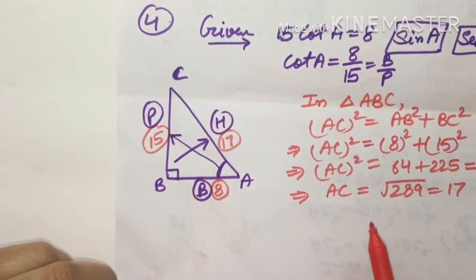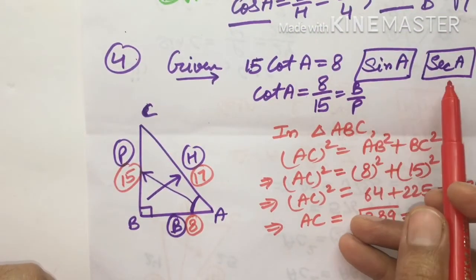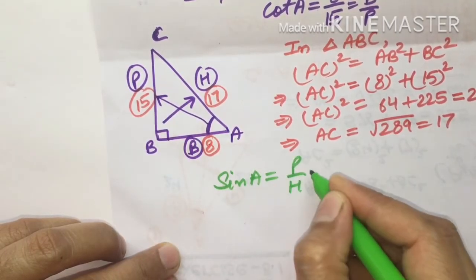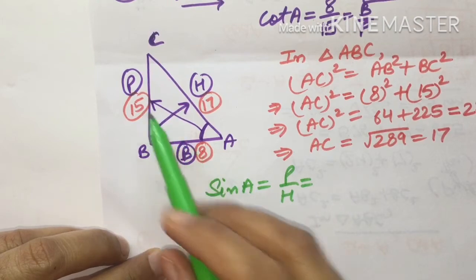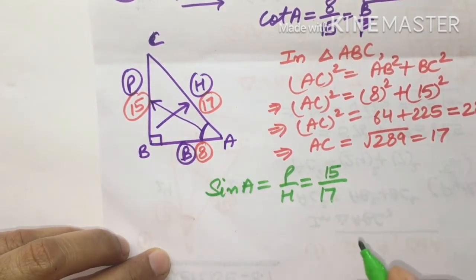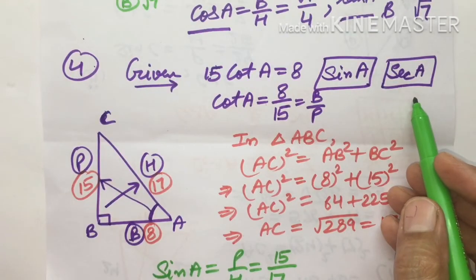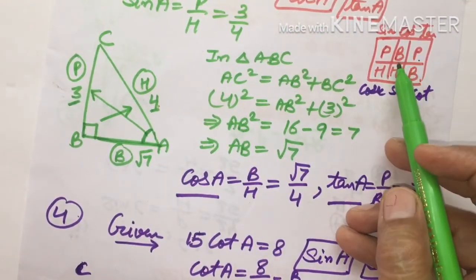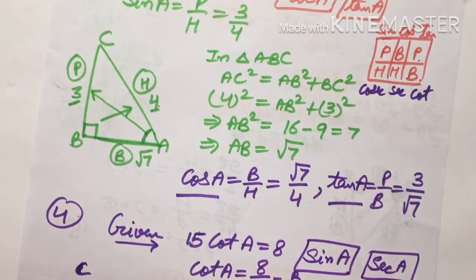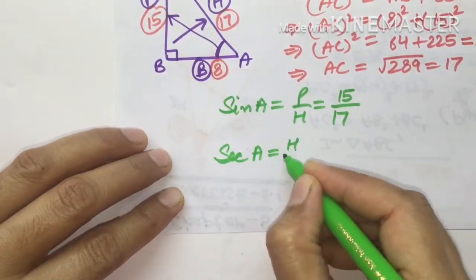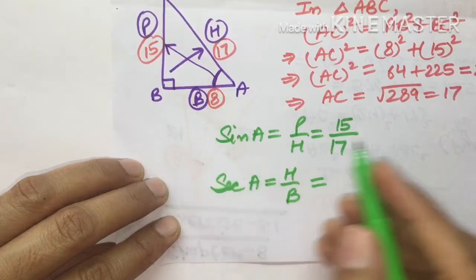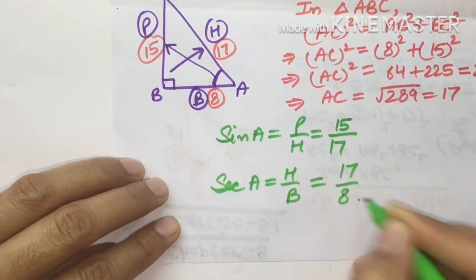We know all three sides. Now easily we can find out the value of sin A and secant A. So let's do it. Sin A, sin is perpendicular upon hypotenuse. So perpendicular in this case is 15 and hypotenuse is 17. Next thing is we need to find out secant A. Secant, reference angle A. So secant is opposite of cos. So it is hypotenuse upon base. Secant is hypotenuse upon base. So hypotenuse is 17 and base is 8. So value of this is 17 upon 8.